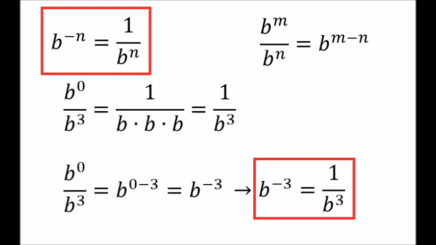But the quotient rule tells us that b to the 0 over b to the 3rd is equal to b to the 0 minus 3, which is b to the negative 3. Combining the two gives us b to the negative 3 is equal to 1 over b to the 3rd power. Specific case, but the same reasoning applies to other choices of n besides 3.